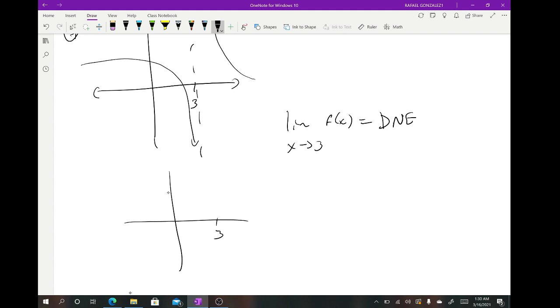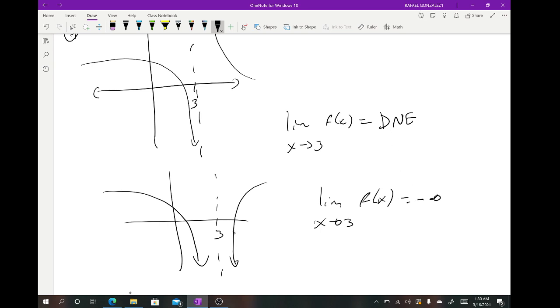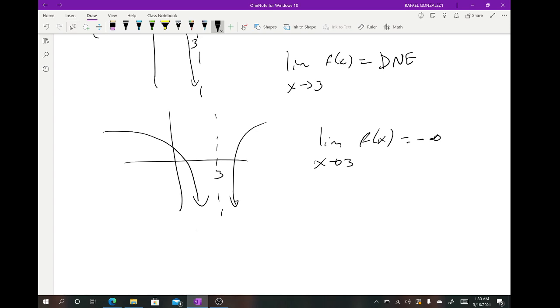and I make both of them going down, and I ask for the same limit as x goes to 3 of f of x, instead of does not exist, here you will say minus infinity because both of them are going down to minus infinity. Now the limit, there is no limit, but we say that the limit is minus infinity.